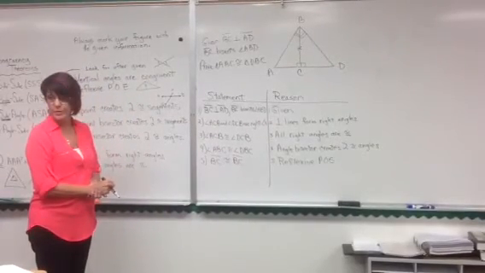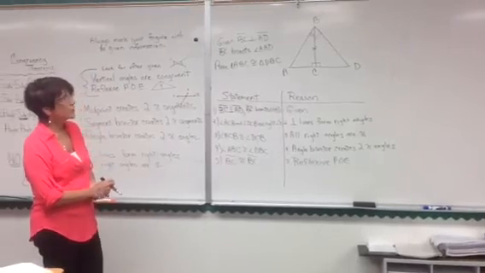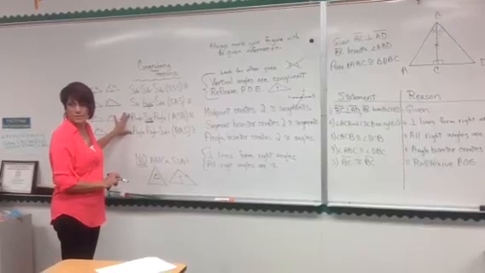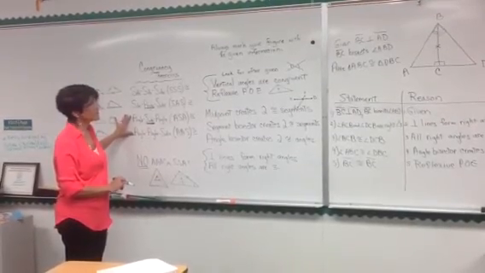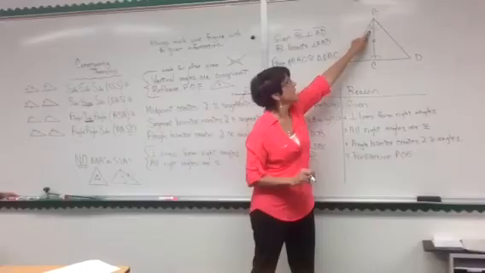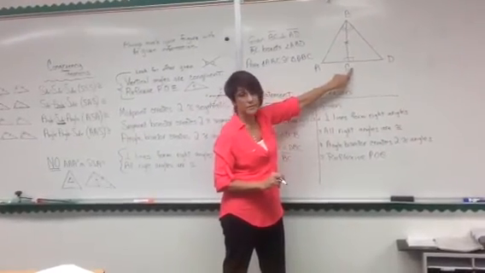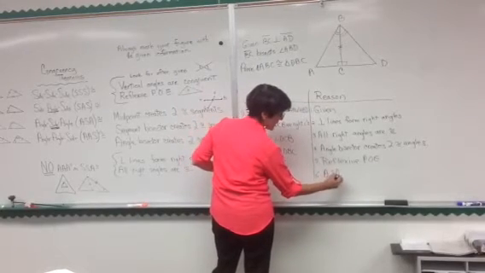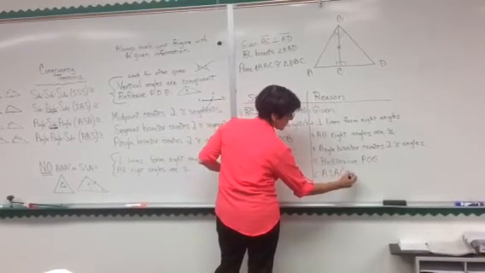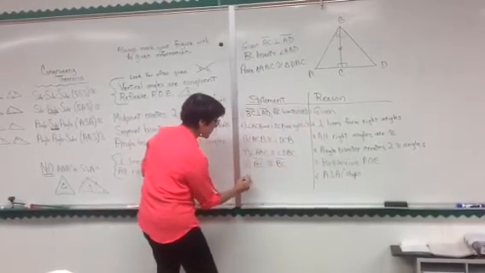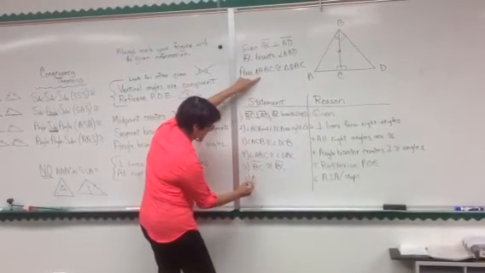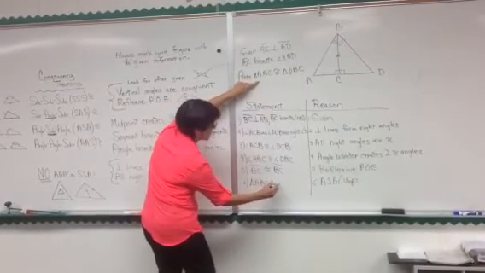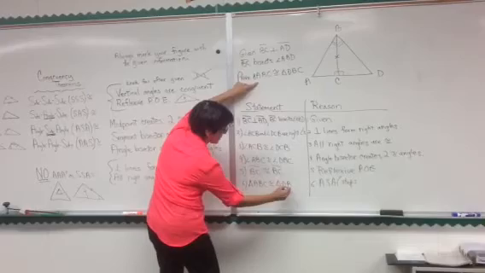And I'm ready for my congruency statement. I've got 2 angles and a side, so it's going to be one of these 2. Now which one? Angle, side, angle. So we've got number 6, angle, side, angle. We'll fill in the steps in a moment. And I want this statement exactly as it appears. ABC is congruent to DBC.